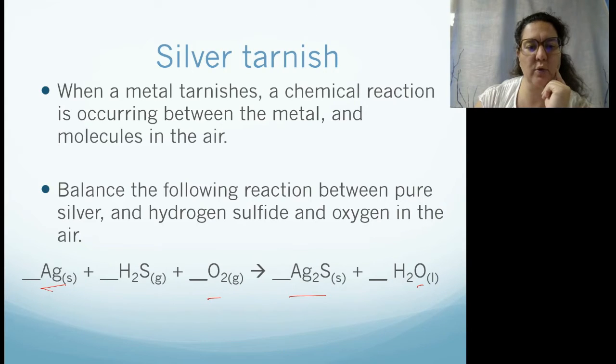When we look and go through, we put a 2 in front of the water to balance the oxygen. We can then balance everything else out. So we have 1 oxygen, 2 waters. We'll now have 4 hydrogens on the product side, so 4 hydrogens on the reactant side, 2 sulfurs on our reactant, 2 sulfurs on our product. So we have 4 silvers on our product side, so we need to make 4 silvers on our reactant side.